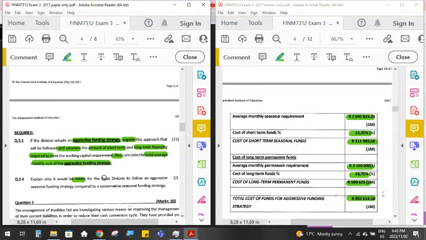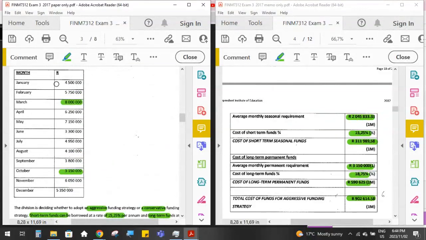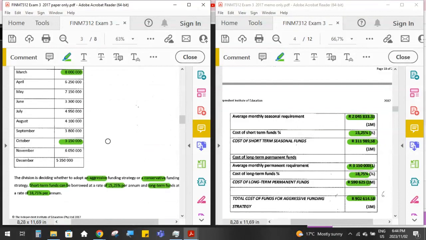So if they were following a conservative funding strategy, if you have a look over here, they would see that our highest requirement is in the month of March for 8 million, and they would borrow that entire 8 million for the full 12 months at the long-term rate. So a conservative funding strategy would cost 8 million times 18.75% in terms of interest cost for the year.